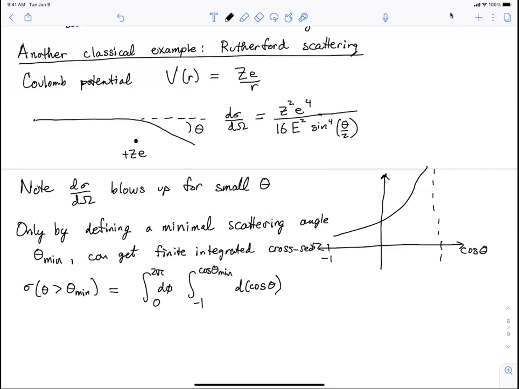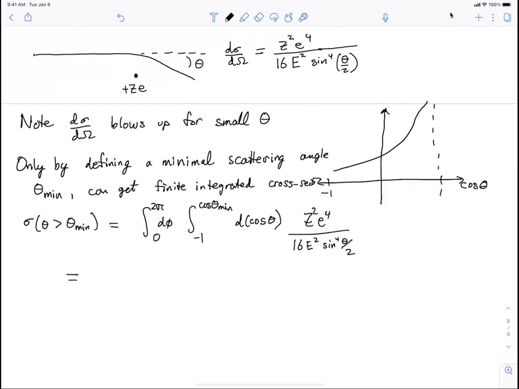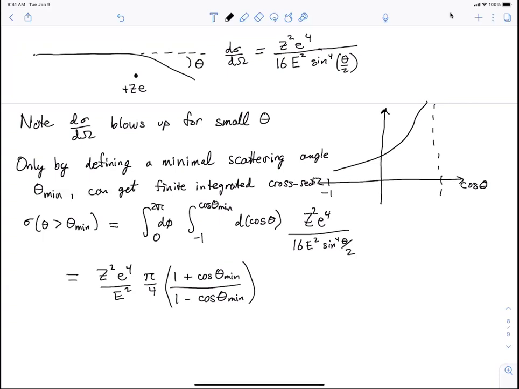Okay, and then the rest of this is the differential cross section, so I'm just going to rewrite that. By the way, E is the energy. I should have mentioned perhaps. Okay, but now that integral is a finite integral. It's equal to z squared e to the fourth over the energy squared times, it turns out, pi over 4 times 1 plus cosine theta min over 1 minus cosine theta min. Okay, so as long as you say, I'm only interested in events where the particle scatters by more than some minimum angle, then you can get a finite answer. But if you try to take theta min to 0, this goes to infinity.